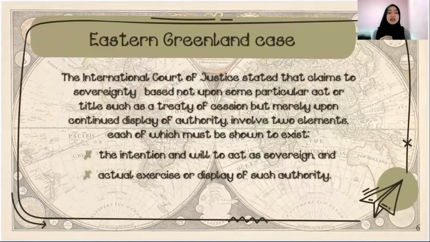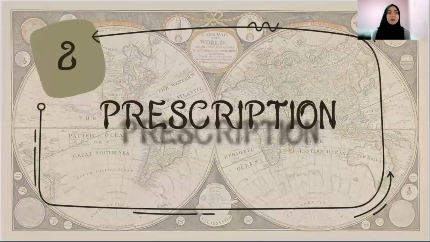Now, in the Eastern Greenland case, the International Court of Justice stated that claims to sovereignty based not upon some particular act or title, such as a treaty of cession, but merely upon continued display of authority involves two elements. First, the intention and will to act as sovereign, and second, some actual exercise or display of such authority.